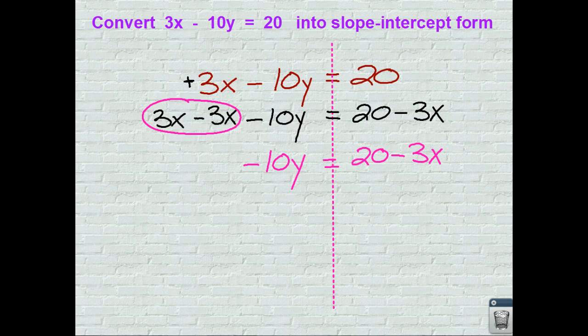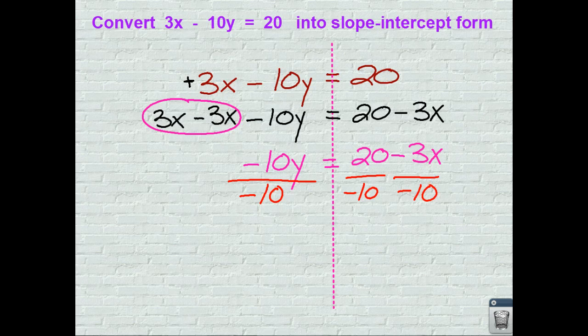All right, next step. We have a negative 10 multiplied by y. I need to make that into a positive 1, y. Well, the only way to do that would be to divide each side by that same coefficient. So dividing by that number that's touching the y. And then everybody gets divided by that negative 10.